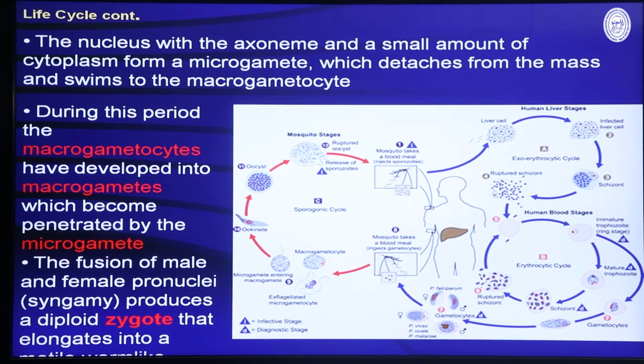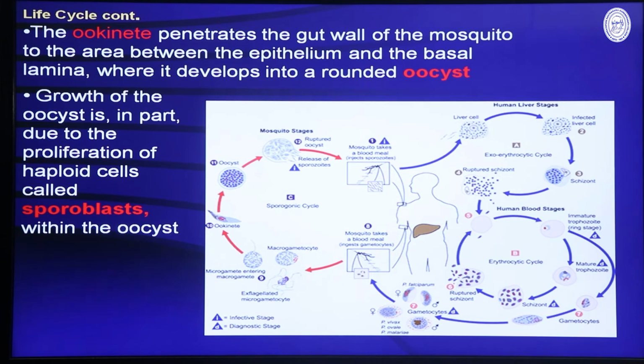Now, the fusion of the male and the female pronuclei, which is termed syngamy in the case of protozoan reproduction, produces a diploid zygote that elongates into the ookinete. Now, this ookinete penetrates the gut wall of the mosquito to the area between the epithelium and the basal lamina, where it develops into a rounded oocyst.